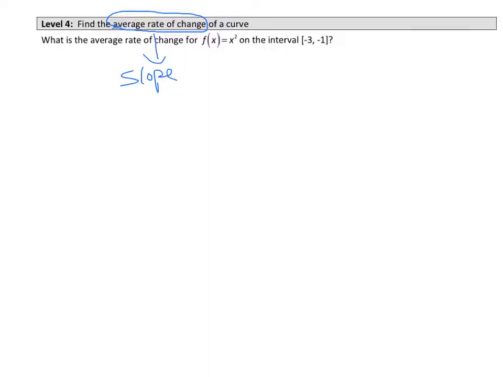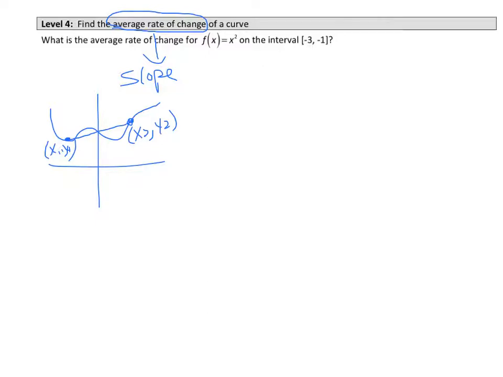So basically what you're doing when you find the average rate of change of a curve is you're finding the slope of the secant line for that curve. So if you have some graph, this is just a random graph, and you wanted to find the average rate of change over a certain interval from one point to another, you're finding the slope of a straight line between those 2 points. So you would take the 2 points, x1, y1, and x2, y2, and you would find the slope of the line between the 2 points.